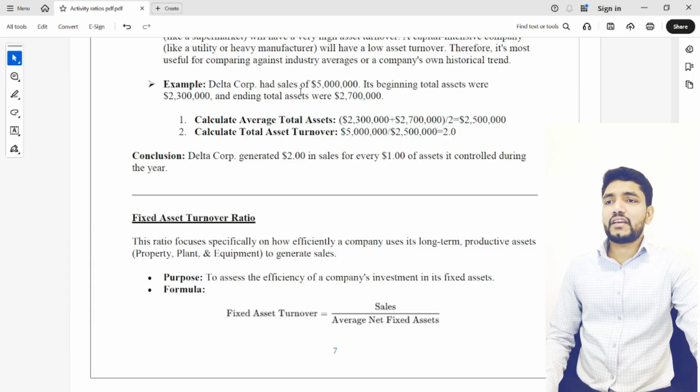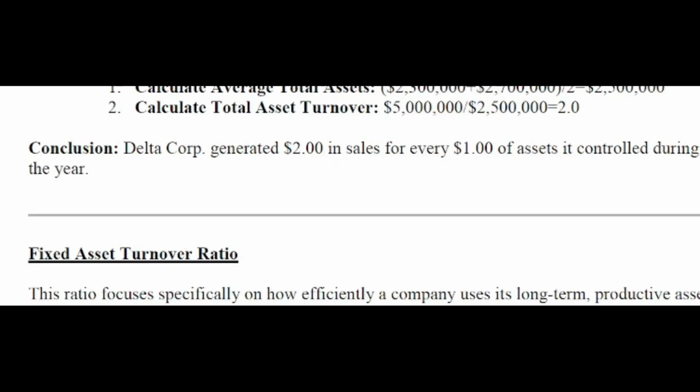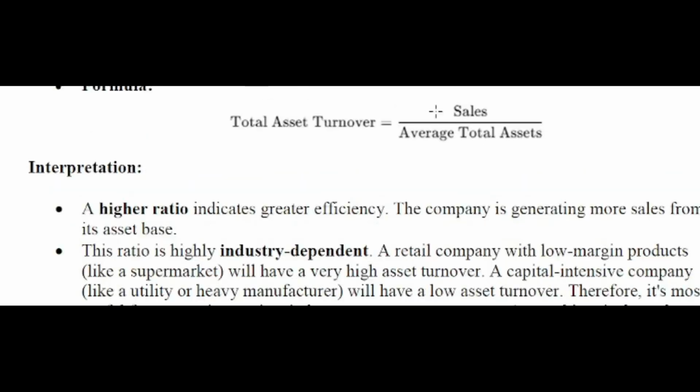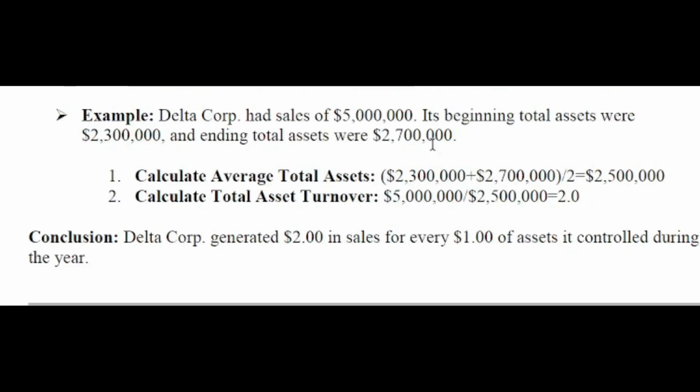Delta Corp had sales of 5 million. Its beginning total assets were 2.3 million, while the ending total assets were 2.7 million. The formula for the asset turnover ratio is sales divided by average total assets, so first we have to calculate the average total assets. With beginning assets of 2.3 million and ending assets of 2.7 million, the average is 2.5 million. Now we can calculate the asset turnover ratio.